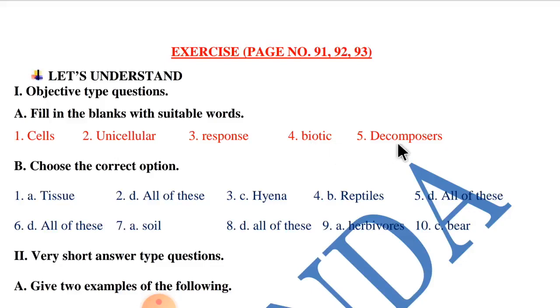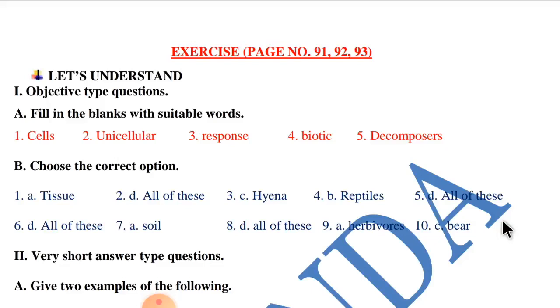Bacteria and fungi are common decomposers. So these are the fill-ups. Let's learn the next question, that is, choose the correct options.